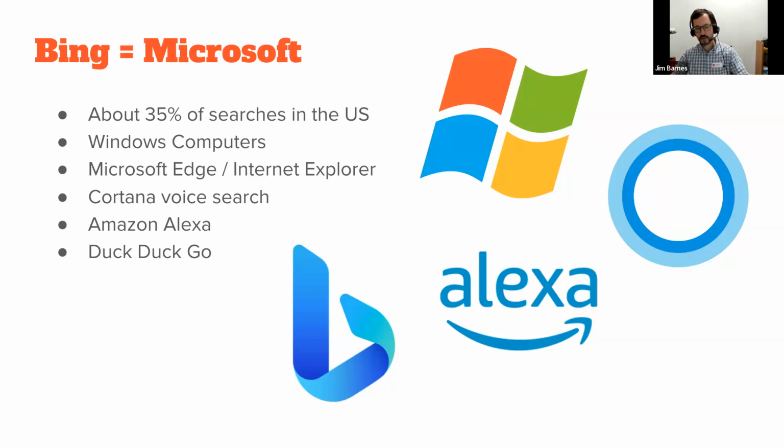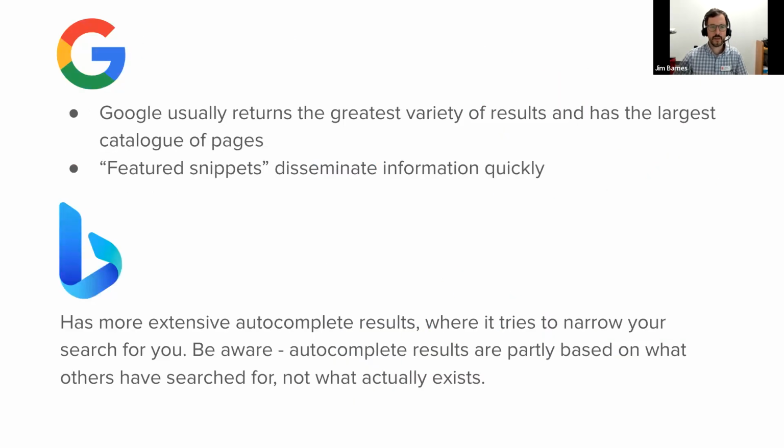And DuckDuckGo is another one that we see here. It's a privacy-oriented search engine that people use that doesn't actually track your searches to offer you targeted ads. So that's what DuckDuckGo is. It uses Bing as well. So really, what's the difference between these two? They're both gonna get you good results.